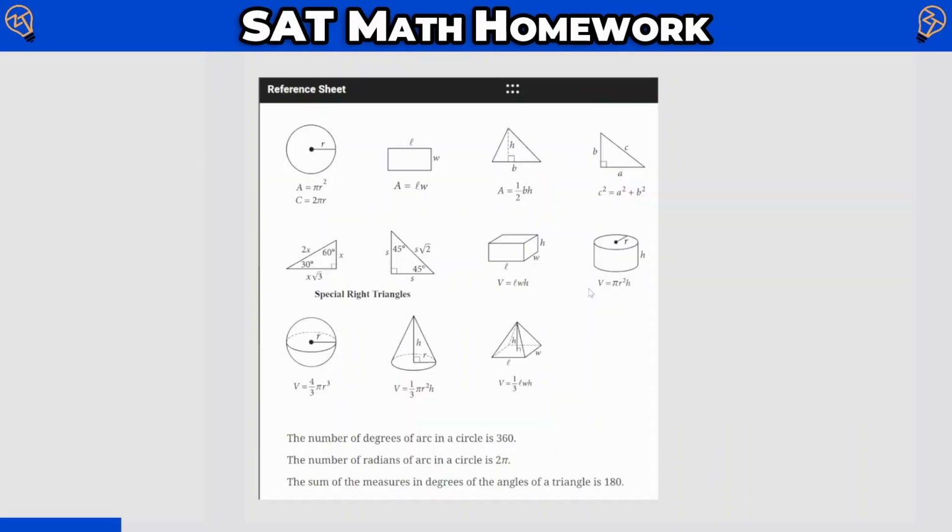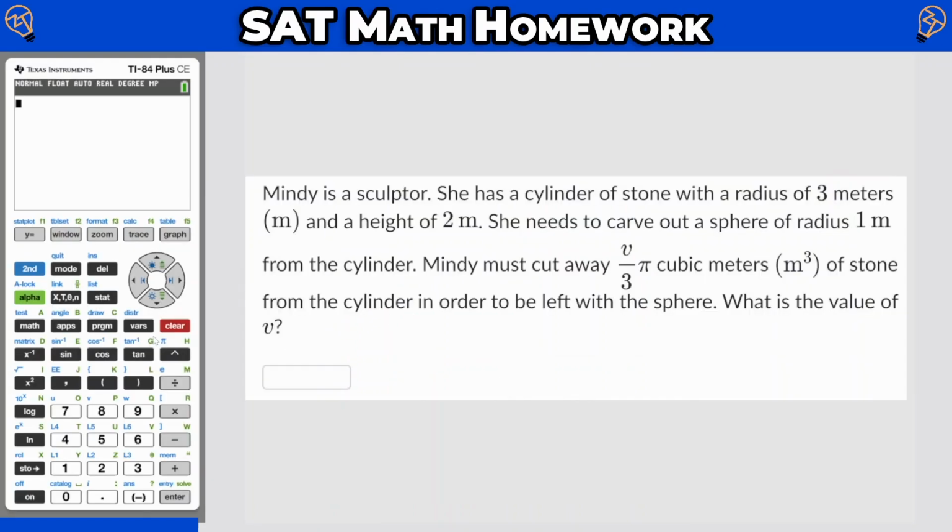One way is to go to the reference sheet that's provided by College Board in the digital SAT format. And notice we have the equation for a cylinder is pi r squared h, and for a sphere is 4/3 pi r cubed. The other option is to go to our program. We're going to press up to wrap around to shapes. We'll go to the second option, which is volume, and we see those same formulas for a cylinder and a sphere.